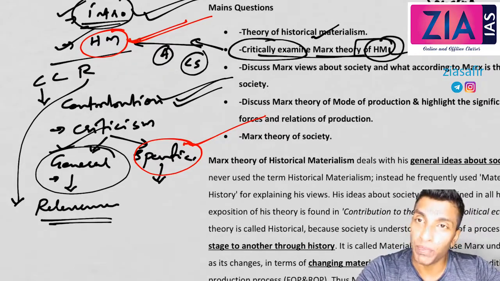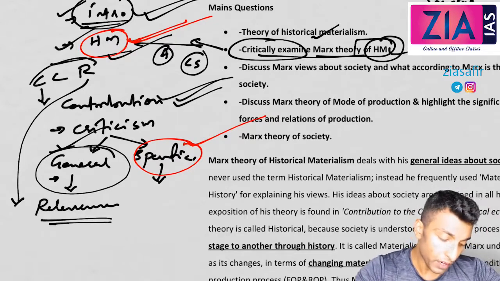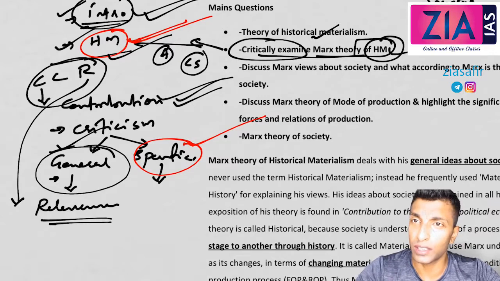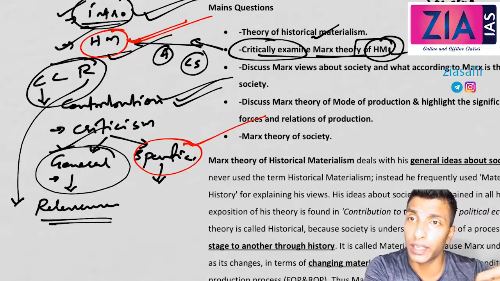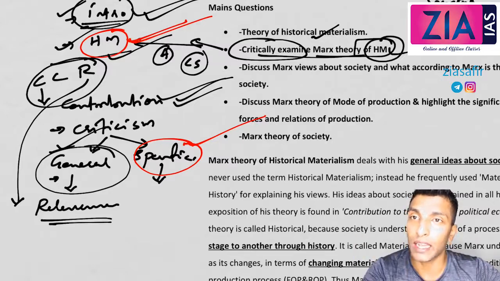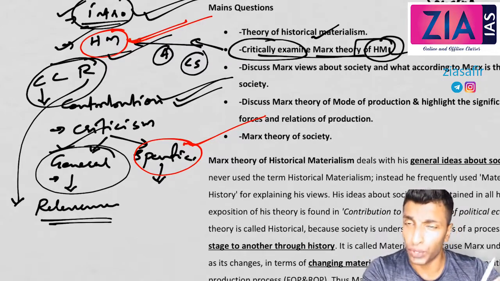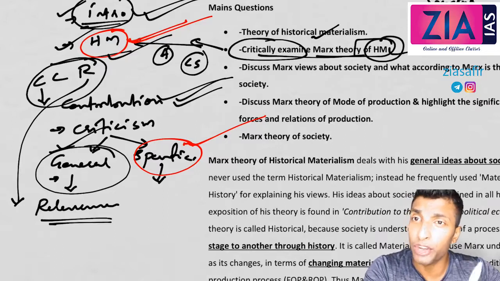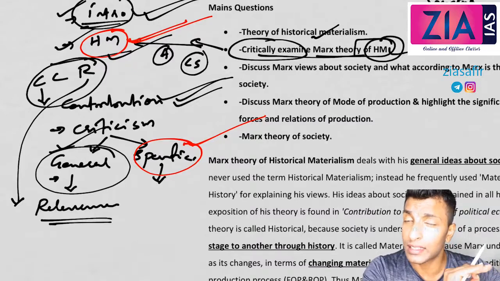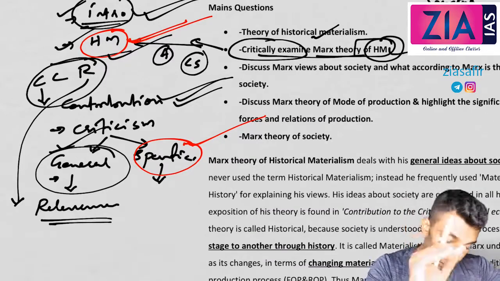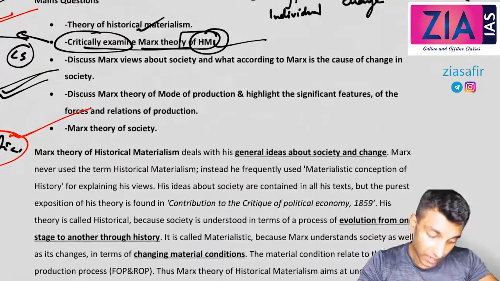So what we are going to do now, we are going to talk about the theory of historical materialism. This part we will do. The CCR part we will do later. Towards the end, after discussing all the theories, I'll discuss CCR separately. I'll give you a contribution which will fit into all the theories. I'll give you relevance which will fit into all the theories. I'll give you general criticism which will fit into all the theories. And for each theory, I will give you specific criticism also. So you will not face any problem with any question asked from Marx, whether it is critically analyze, discuss, comment or anything.